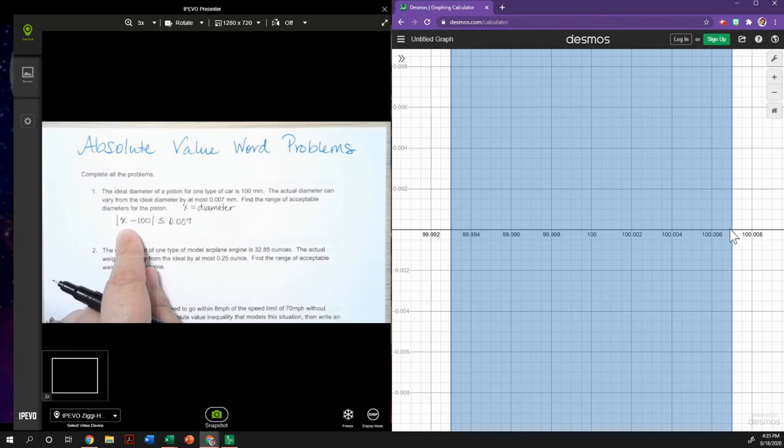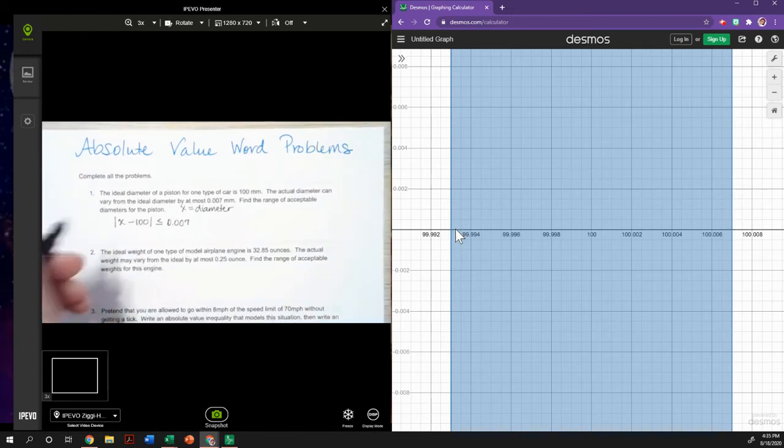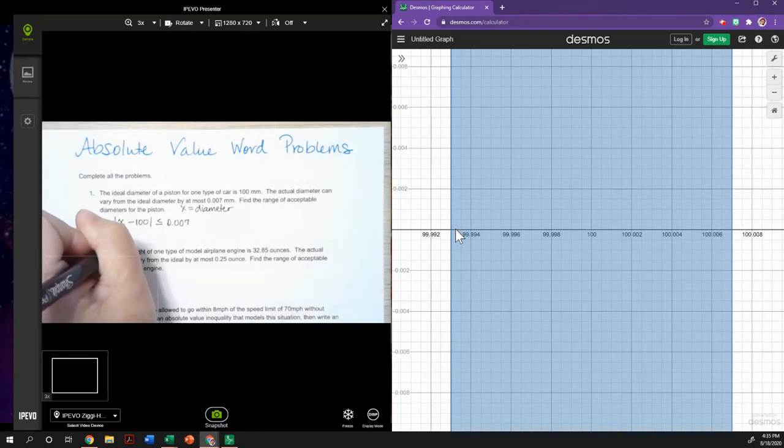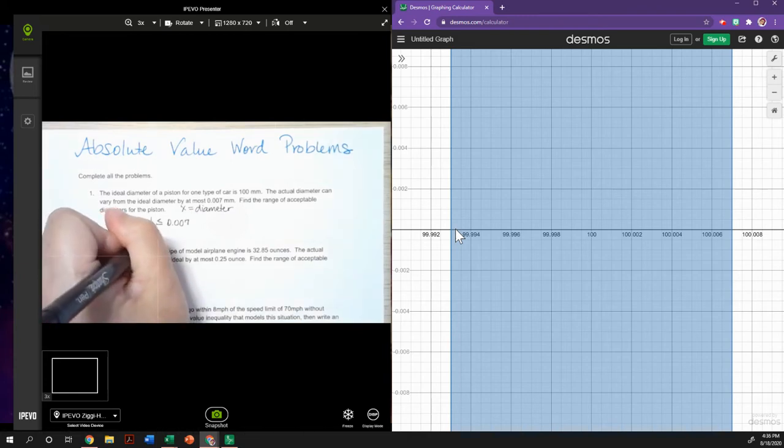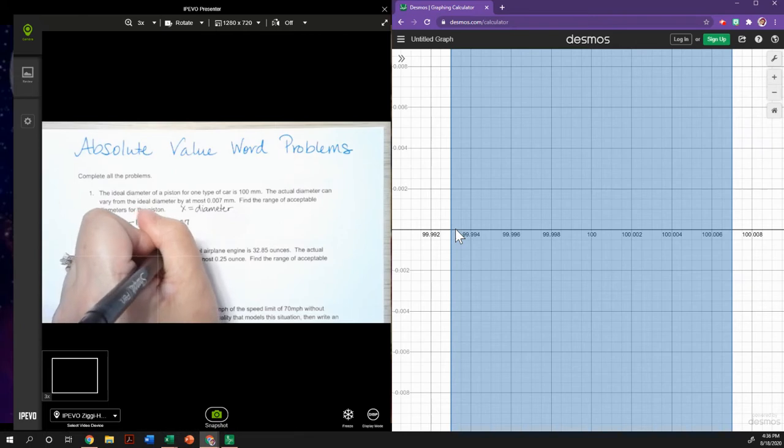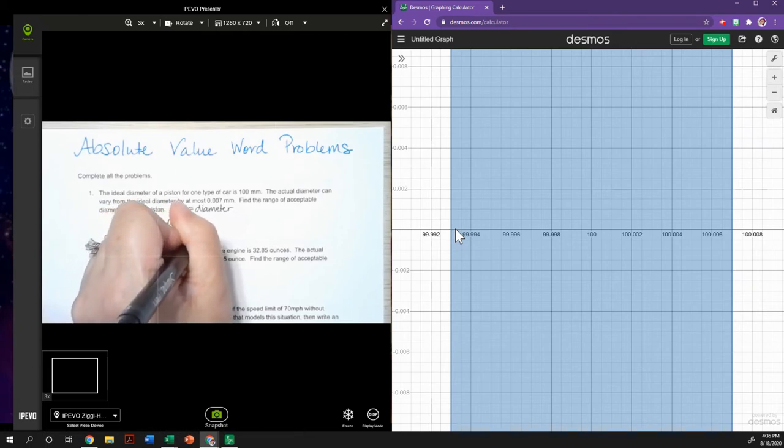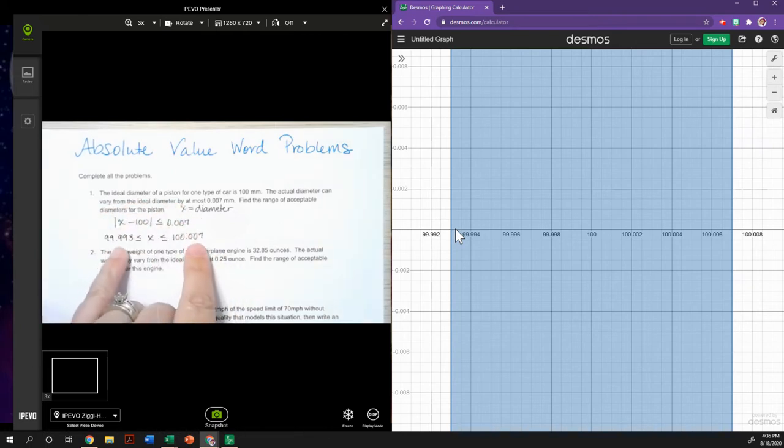Okay, all right, so now I'm going to take what I learned yesterday and write my interval, or in this case, I'm going to write that inequality that gives me that range. All right, so my final answer is 99.993 less than or equal to x less than or equal to 100.007. Okay, so there's my range. That is acceptable diameters for the piston.